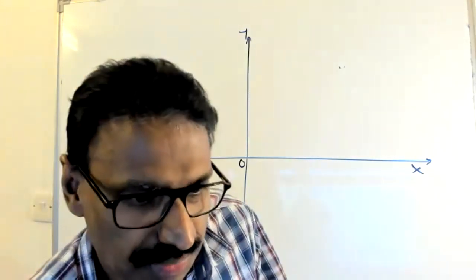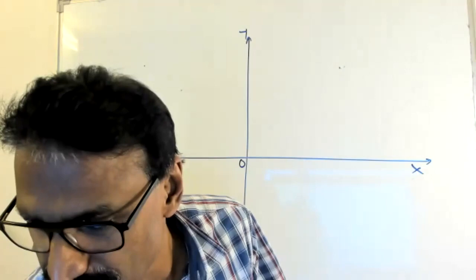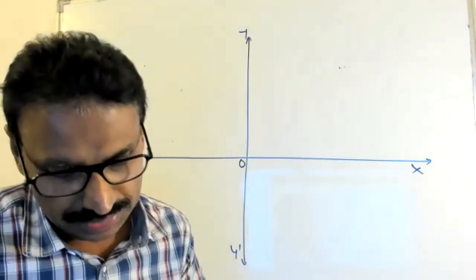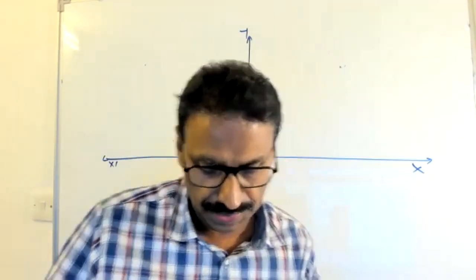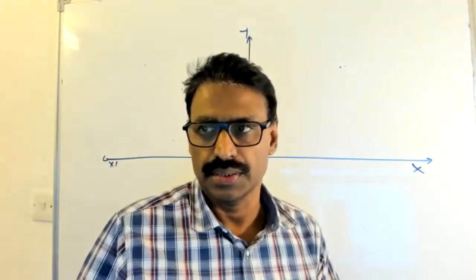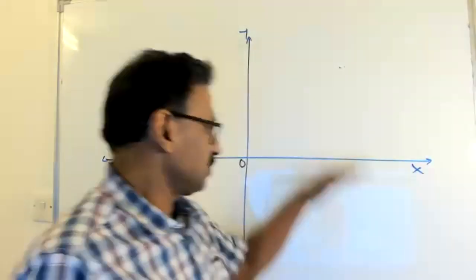Okay, what do you write now? You write: the plane is called the Cartesian plane and the lines are called coordinate axes, right? Up to here you wrote. Then draw this figure.